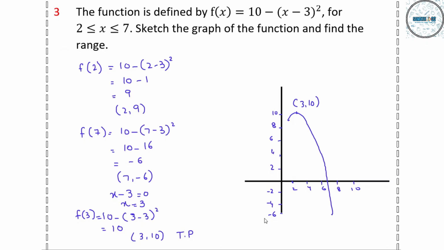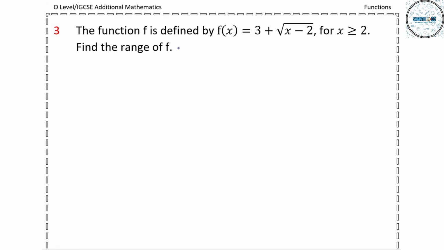Now we have to write down the range. So we'll see the greatest value of y and the smallest value of y. So the smallest value of y is -6. So the range will start from -6 till 10. -6 till 10.